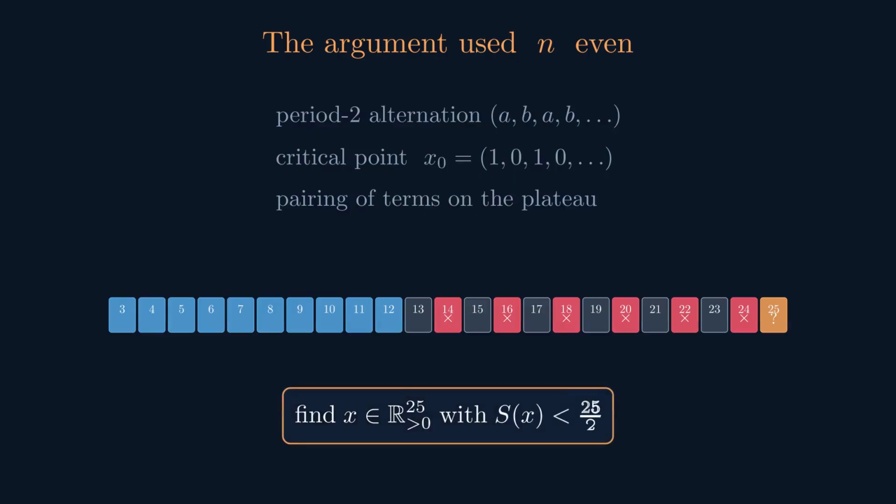That is your turn. Find a positive vector of length 25 whose cyclic sum dips below 12.5.